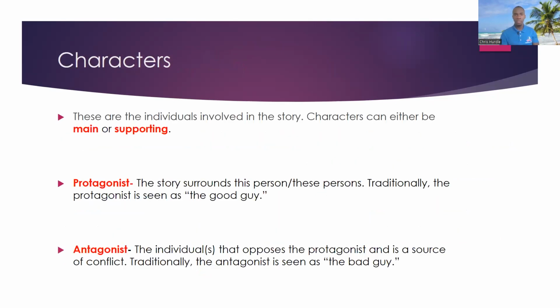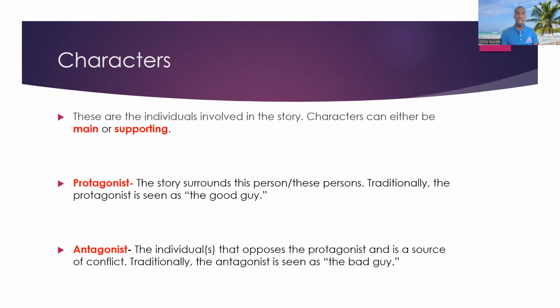So we move on to characters, right? And when it comes to characters, there are generally two types of characters, main or supporting. So in terms of the main characters, you're going to have a protagonist, right? That's going to be the person or the persons that lead the story, right? So the story is going to surround this person or these persons because the protagonist could be more than one person. So traditionally, the protagonist is seen as the good guy, right?